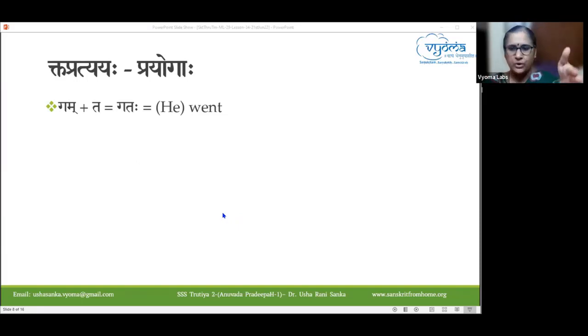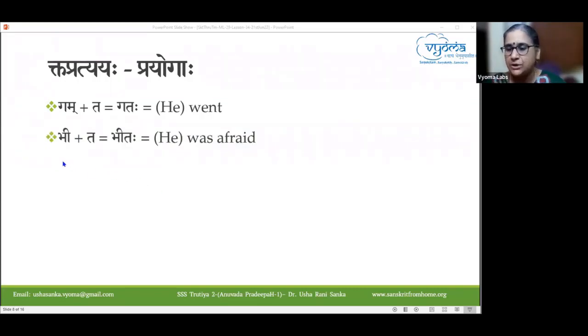He's doing a good thing in this book. They introduced Tavatu first because it's kartari, and then kta next, which is karmani. Like we learn the kartru forms first, then karma comes next. The same way is followed. So gam plus ta gatah, bhi plus ta bhitah, bibheti. Bhi dhatu belongs to the third gana. Gam ta gata. That was strilinga.